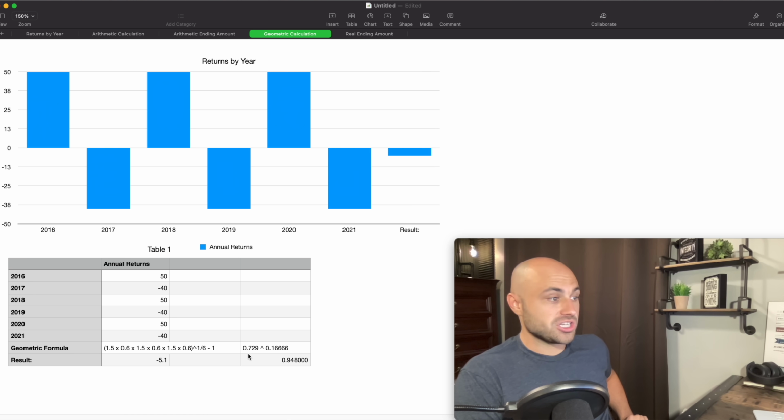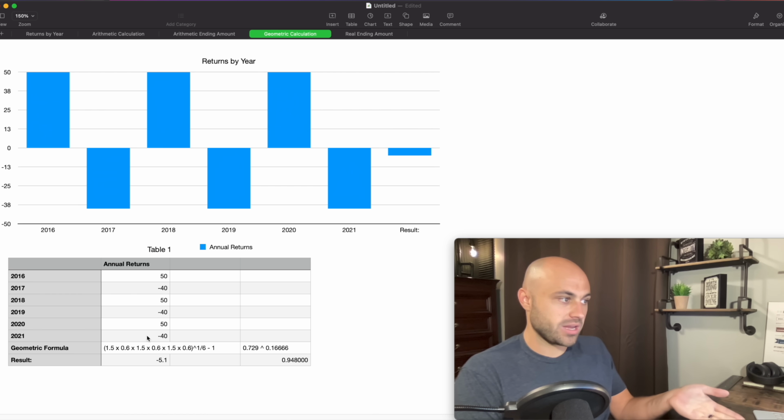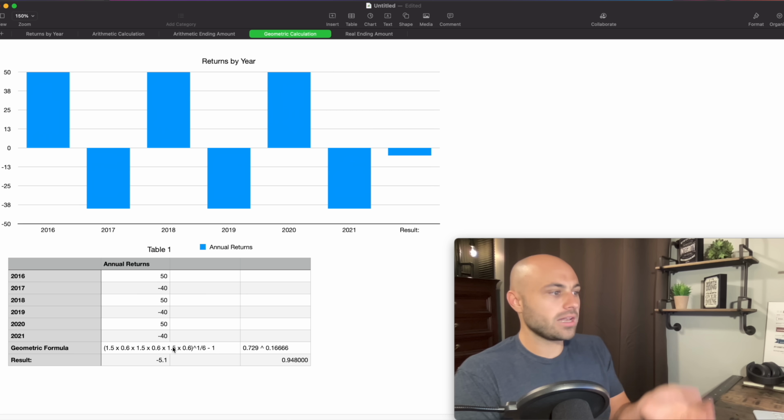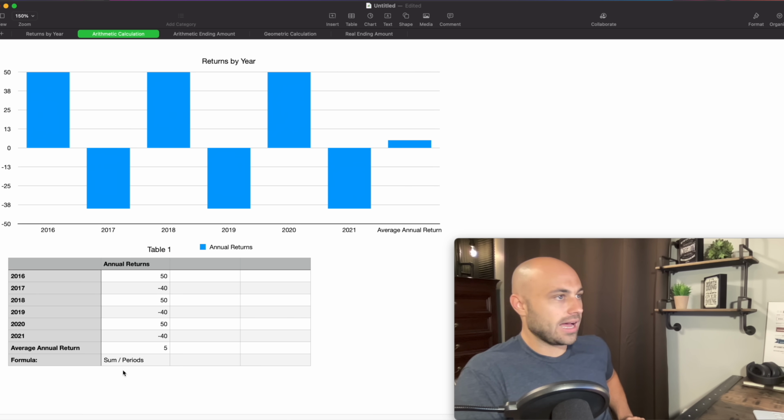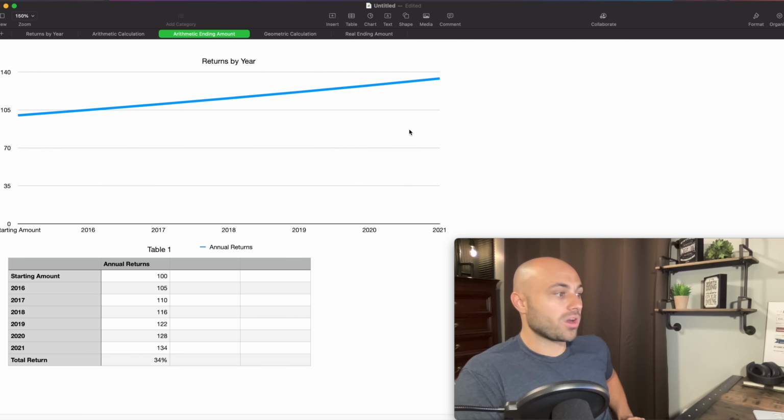You take the product of that, which is 0.729, and you raise it to the power of 1 over the number of periods. So we've got 6 periods in this case, so you raise that product, 0.729, to the power of 0.16 repeating, which is 1 over 6, and then because it's a percentage, you have to subtract 1, and that leaves you with negative 5.1%. And so this is the actual correct annual return, which would leave you with the real ending amount down 27%, you ending with 73% of the capital that you started with. So we're ending with 73% of the capital, whereas the arithmetic calculation would suggest that you end with 134% of your initial investment.